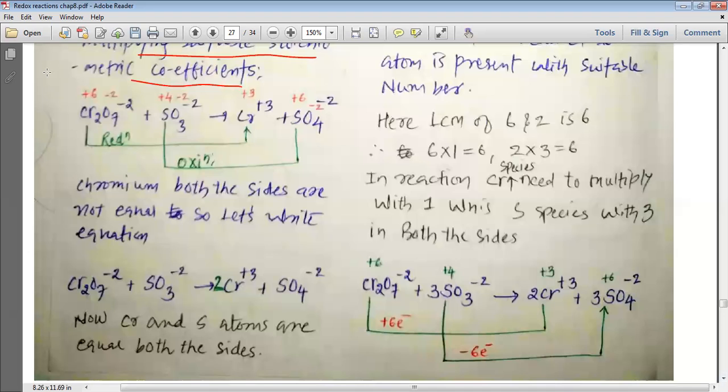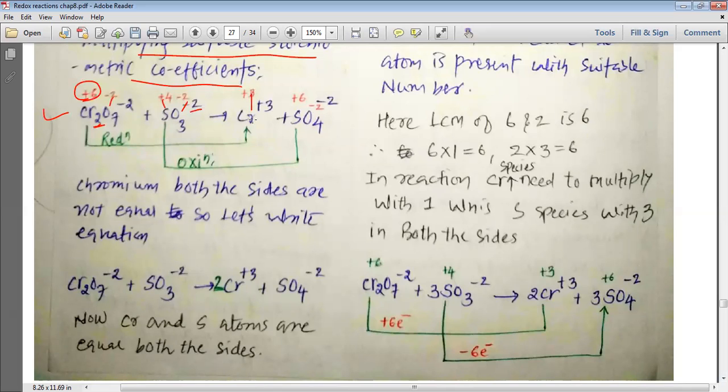oxidation number. You can see that I have written the skeletal equation, then I have assigned the oxidation numbers to all. So 7 times 2 is 14, minus 2, it is 12, divided by 2, so it is 6. So here the oxidation state of chromium is +6, and for oxygen it is -2. For sulfur, 3 times 2 is 6, minus 2, which is +4. So for sulfur we write +4, and for oxygen we write -2.